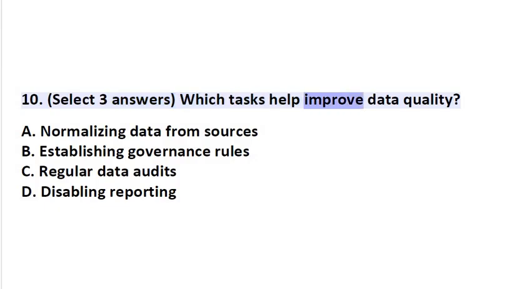10. Select 3 answers. Which tasks help improve data quality? A. Normalizing data from sources. B. Establishing governance rules. C. Regular data audits. D. Disabling reporting. Correct answers, A, B, C.